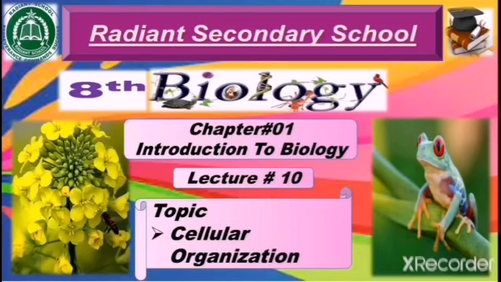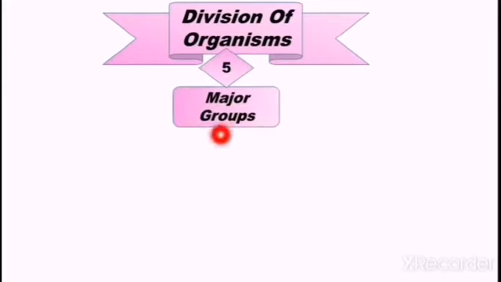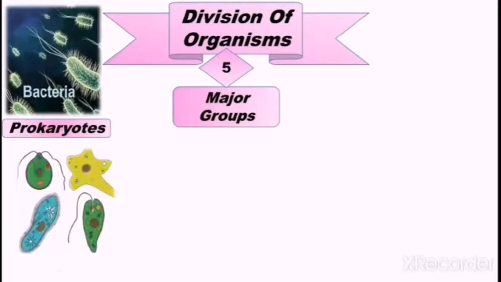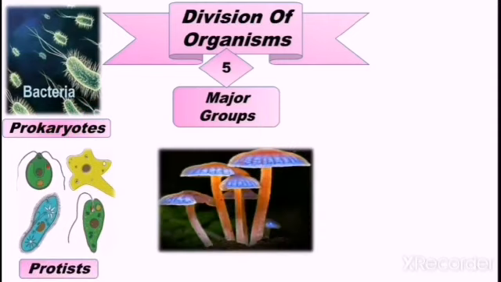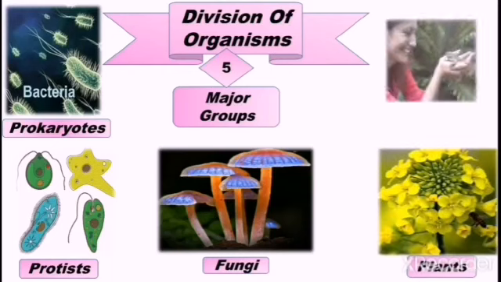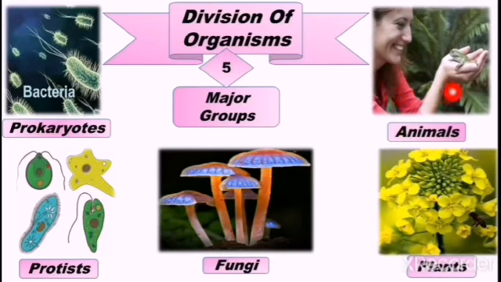So which thing is going to be organized? Cells are organized. And what will happen when cells are organized? When cells are organized, they form the organisms. Do you know that, students? Organisms are divided into how many groups? Organisms are divided into 5 major groups. The first one is prokaryotes like bacteria, then protists like amoeba, fungi like mushroom, plants like mustard plant, and then animals like human beings and frog. All these are the 5 major groups in which organisms are divided.